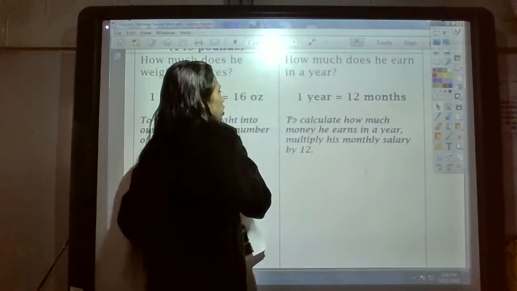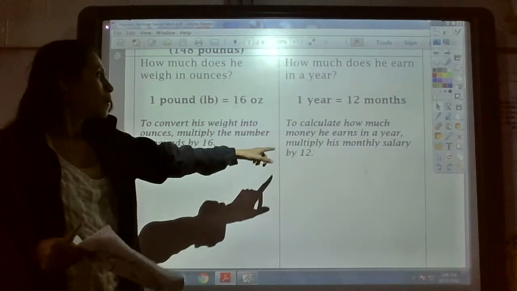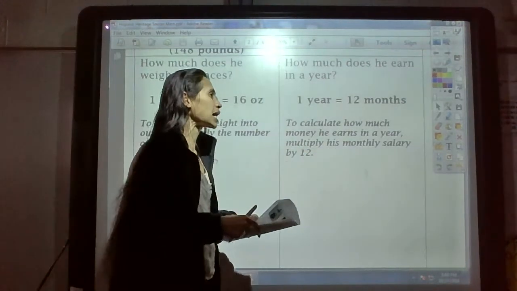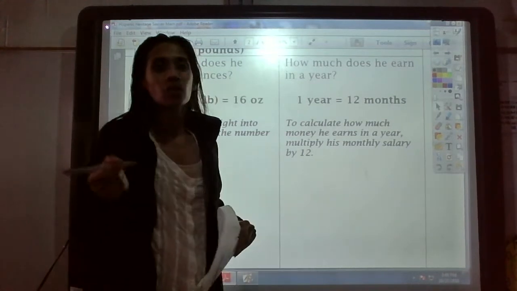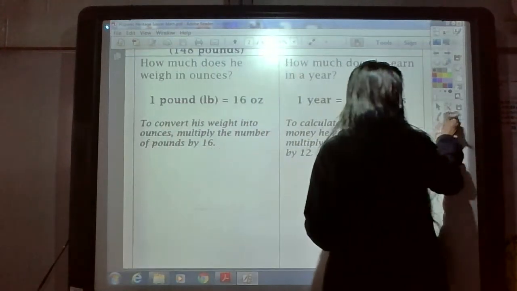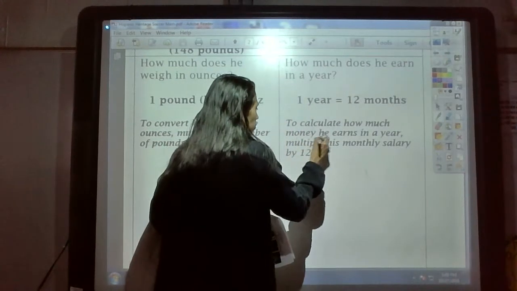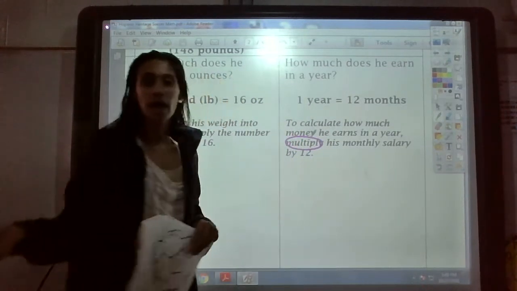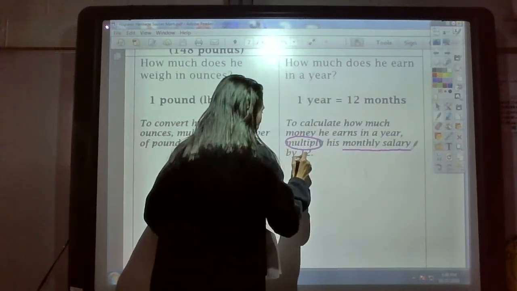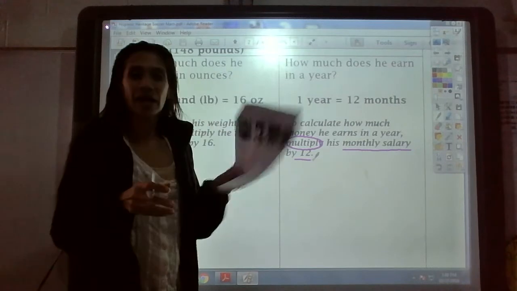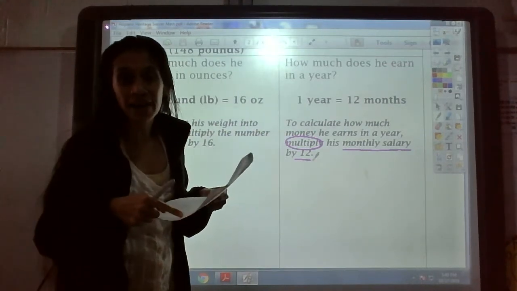The clue says, to calculate how much money he earns in a year, multiply his monthly salary by 12. All right, so what operation are we going to do? It says right there. Multiply. We need to multiply what? The monthly salary by 12. So let's look. I just needed my paper since I scooted it up. Make sure I write it down correctly.